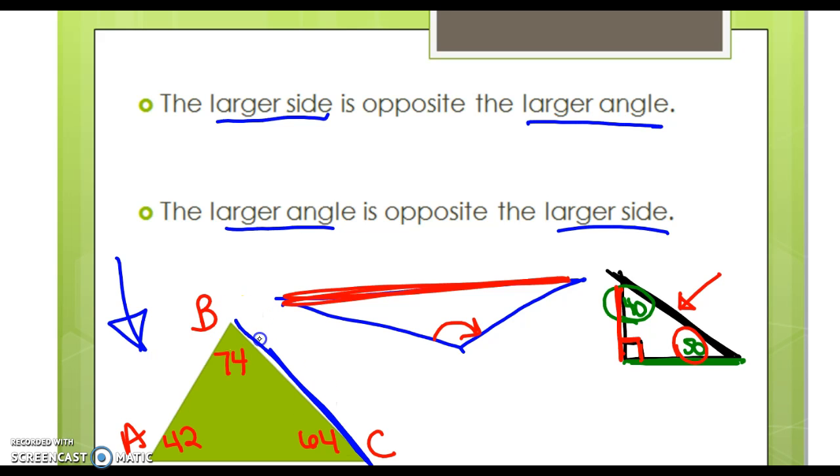It should be BC, because side BC is across from the 42-degree angle, which is the smallest angle of the triangle. Smallest side across from the smallest angle. And that about does it.